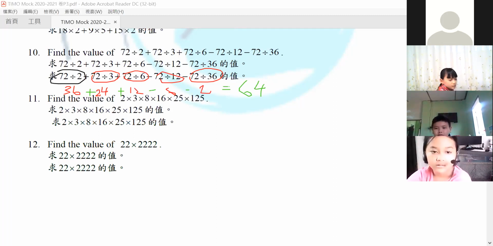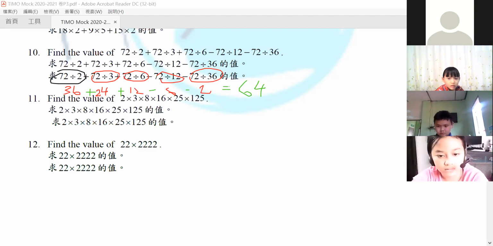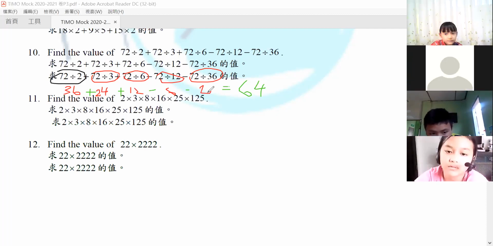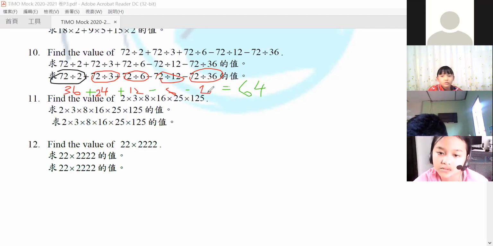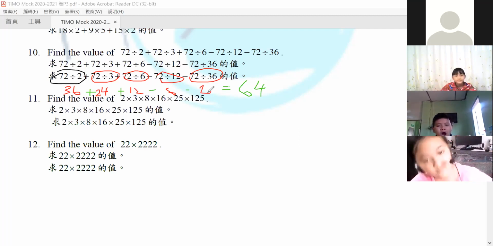Okay. No, please do not copy the contents of the chat box and then paste them again, because I've seen it, okay? So are there any questions for question 7 to question 12? You can raise your hand. Is there any questions? Nope. Okay.